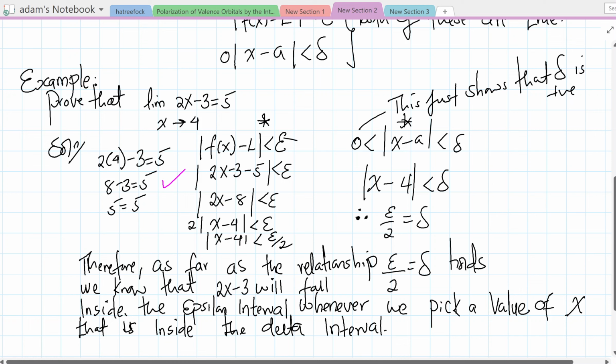So you get that |x minus 4| is less than epsilon over 2, and then you get this one is equal to this. So you express this one in terms of epsilon, and you see this one is the relationship. As long as the relationship epsilon over 2 is equal to delta holds, we know that 2x minus 3, that is the function, will fall inside the epsilon interval whenever we pick a value of x that is inside the delta interval. That's all to it. Thank you.